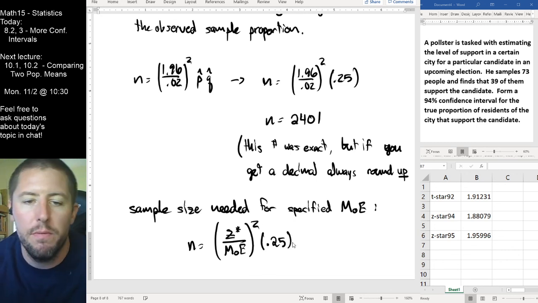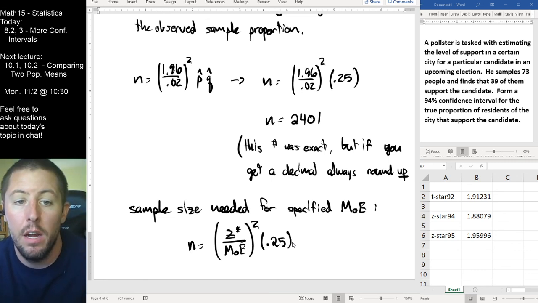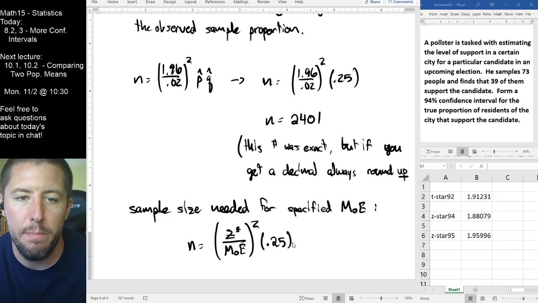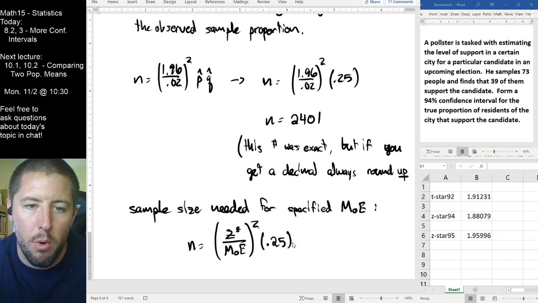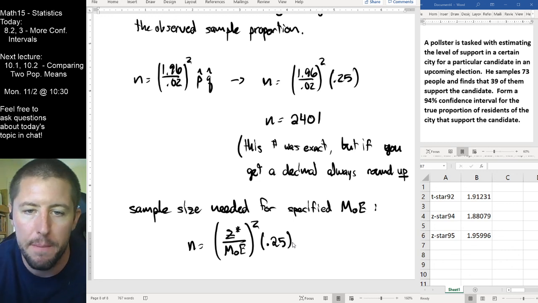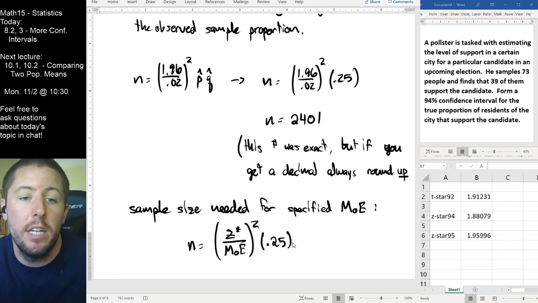And remember where the 0.25 is coming from. It is our worst case scenario for the value of p hat times q hat. We don't know p hat, q hat, but the biggest it could ever be is 0.25. And so we want to make sure we take the biggest sample that's guaranteed to be big enough, regardless of the sample proportions that we end up drawing from the population there.